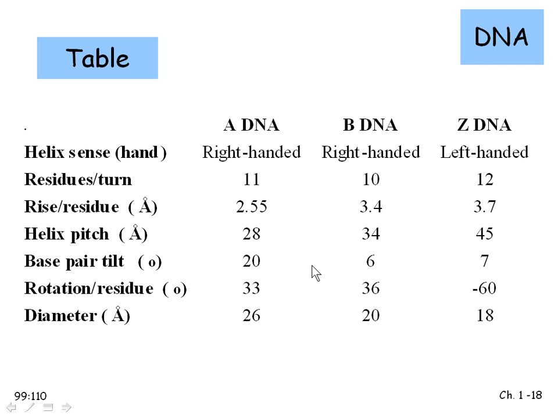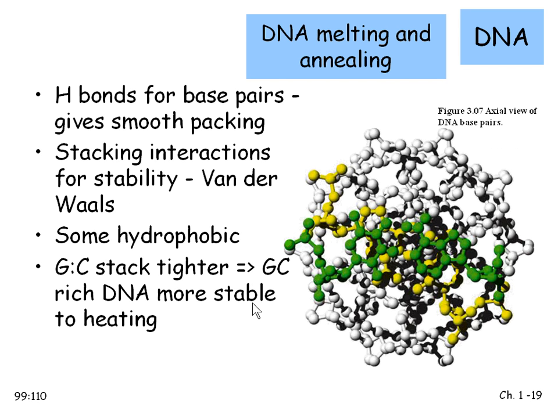The base pair tilting, you can see that in B DNA it's nearly flat. In A DNA, which is like the DNA-RNA hybrid, it's kind of tilted, and so on. So it's very interesting to see how much the same molecule can differ in its overall structure, depending either upon the environment or the composition, the sequence composition of the molecule. Any questions about that before we start to talk about DNA melting and annealing? No? Okay.